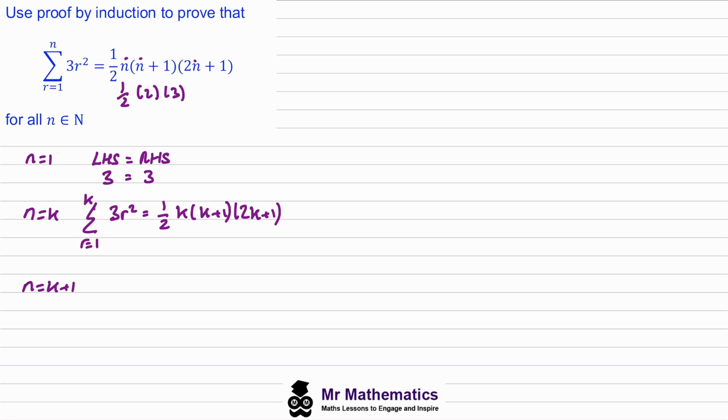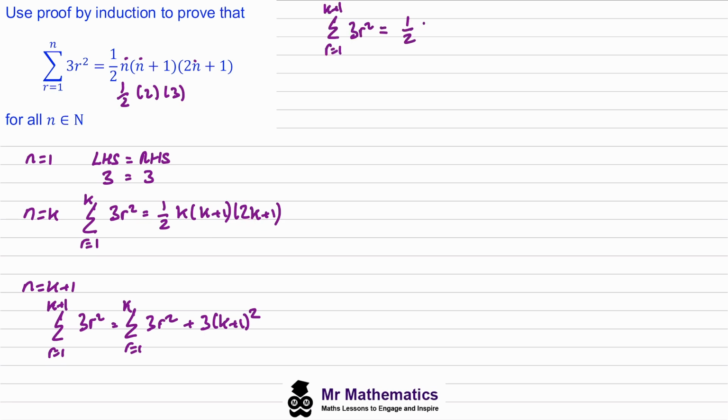So this is our assumption which we're going to use in the inductive step, and this is when n equals k plus 1. So we'll have the sum between r equals 1 to n, which is now k plus 1, of the series 3r squared will equal all the terms up to k, so between 1 and k, of 3r squared, plus the final term. Now we can substitute this bit in terms of k from our assumption. So this will equal 1/2 of k multiplied by k plus 1, and then 2k plus 1, plus 3 lots of k plus 1 squared.